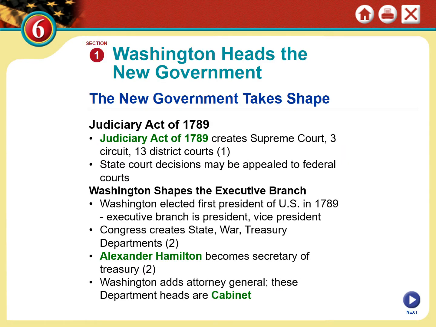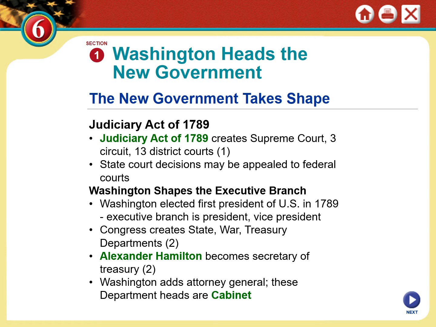Now, the very first concept we're going to look at is the Judiciary Act of 1789. This law, passed by Congress, created the U.S. Supreme Court as well as the entire judicial system. Now, the U.S. Constitution laid out the framework for a judicial system, and it was this law that put it into motion, creating the United States Supreme Court.